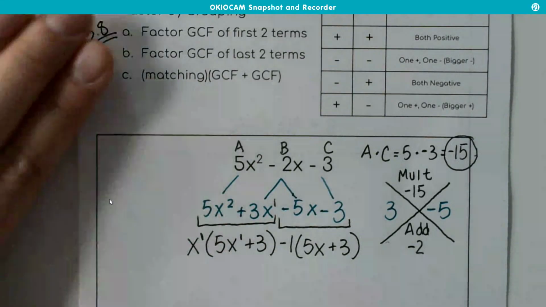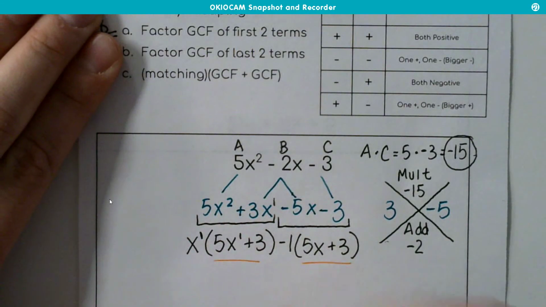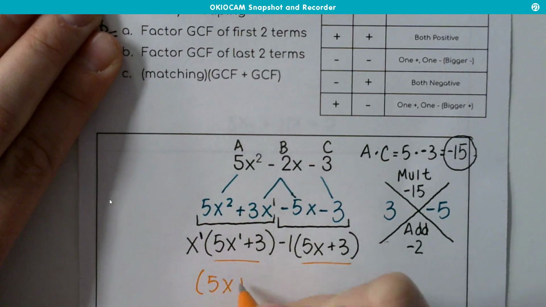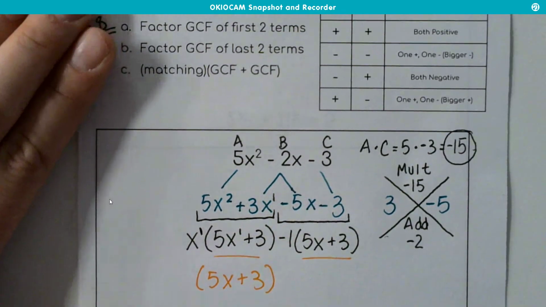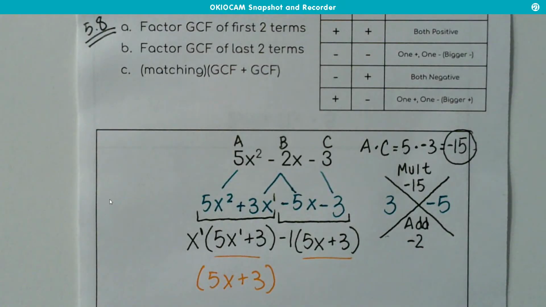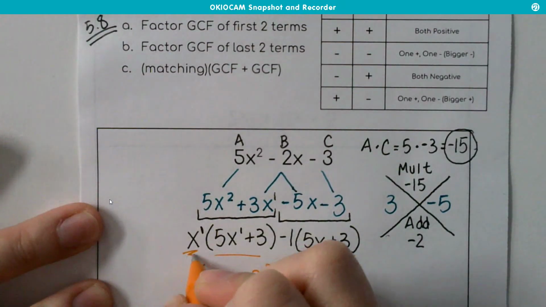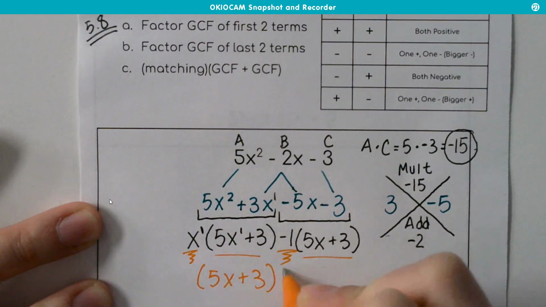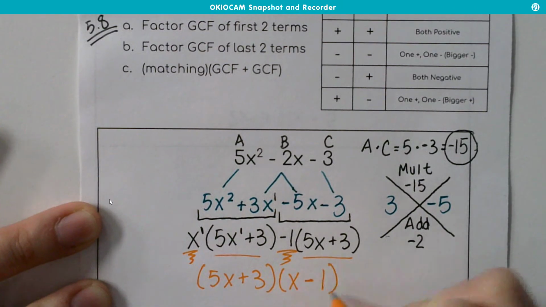And then what's left behind in the parentheses should always match. So that matches, which is good. 5x plus 3. And then my other 2 pieces are x minus 1. My 2 GCFs make up my other term.